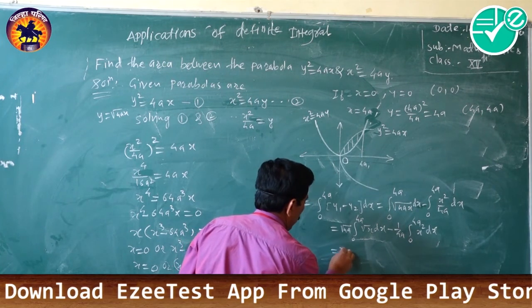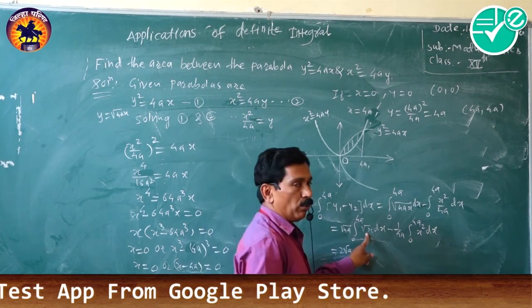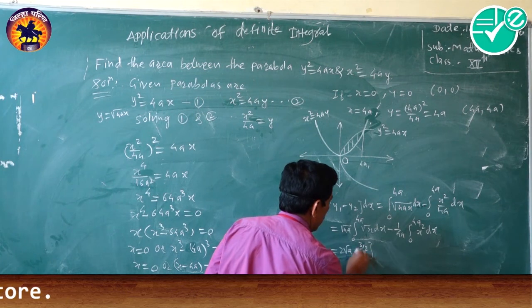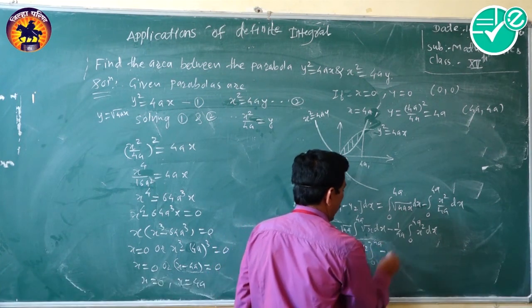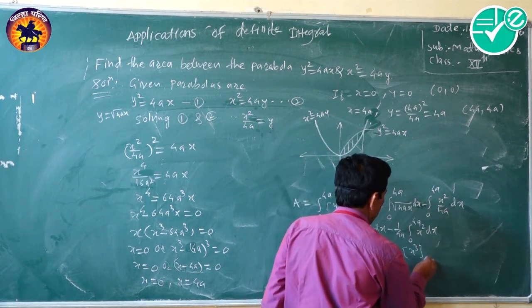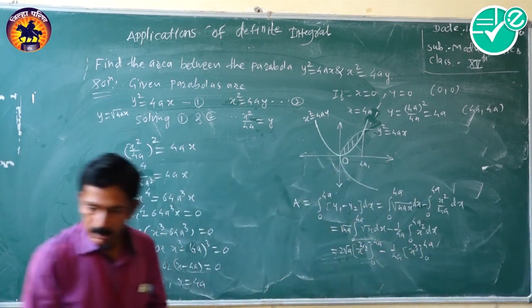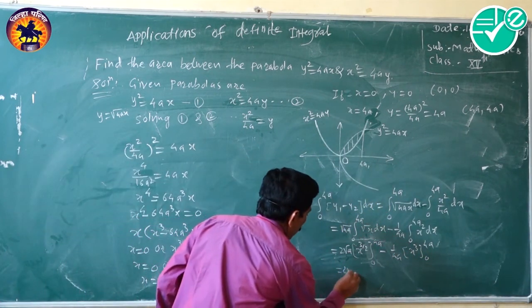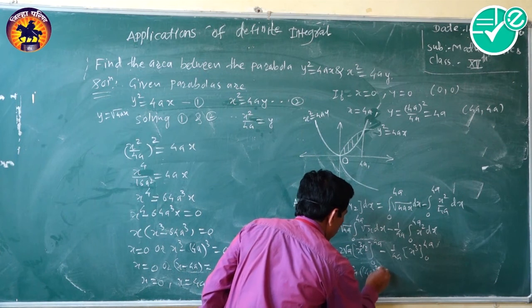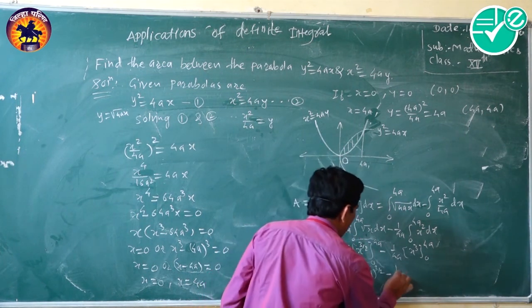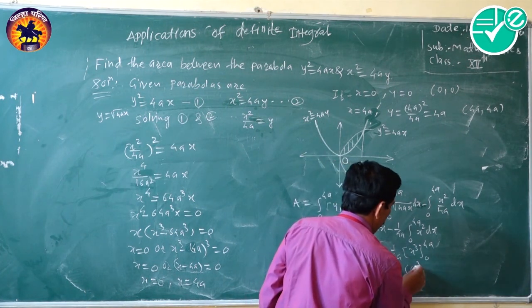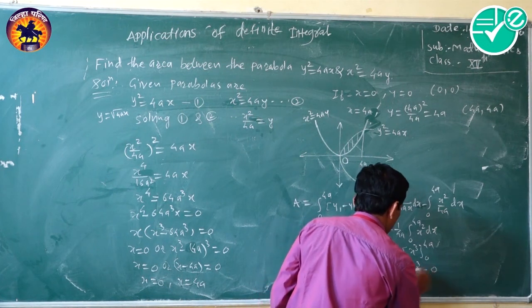This is equals to 2 root a into integration of root x is x raised to 3 by 2, 0 to 4a, minus 1 by 4a integration of x square is x cube, 0 to 4a. Therefore, this is equals to 2 root a into upper limit is 4a raised to 3 by 2 minus 1 by 4a into 4a cube, that is 4a bracket cube minus 0.